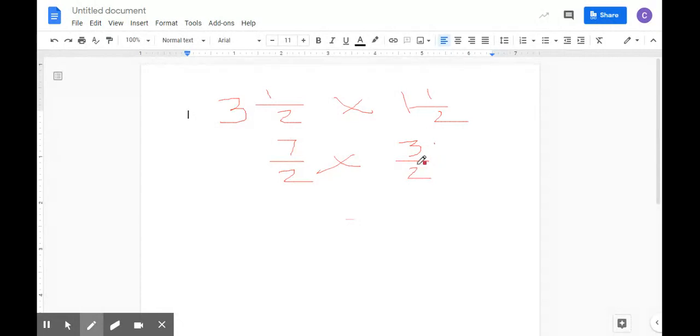So what's 7 times 3? 21. And 2 times 2? 4. Okay, so this is improper. We don't want to leave it like this, so we need to turn it back into a mixed number. To do that, you got to figure out how many times 4 goes into 21. 5 times. And you're left with 1/4. So that would be the letter A.